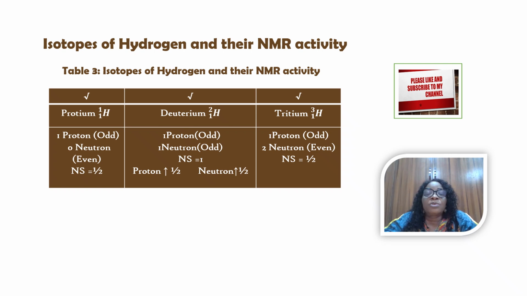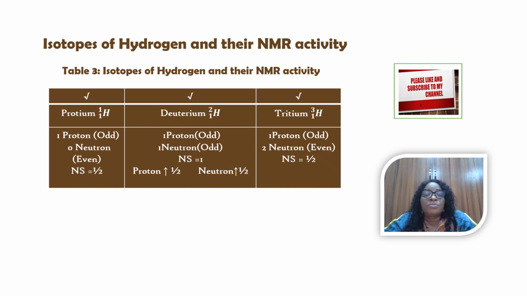Let us look at isotopes of hydrogen and their NMR activity. Table 3 here shows isotopes of hydrogen and their NMR activity. We are looking at the protium, the deuterium, and the tritium. The protium has 1 proton, which is an odd number, and it has 0 neutron. So its nuclear spin is half. That is the spin of the single proton in the nucleus. It is NMR active, so we give it the symbol of good.